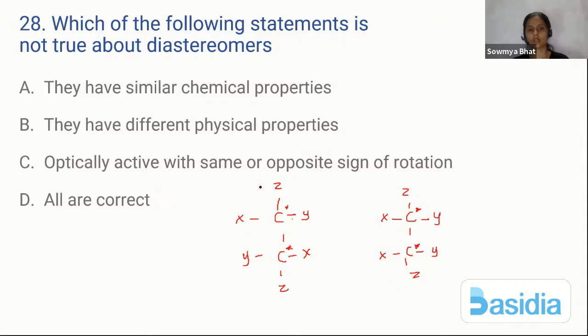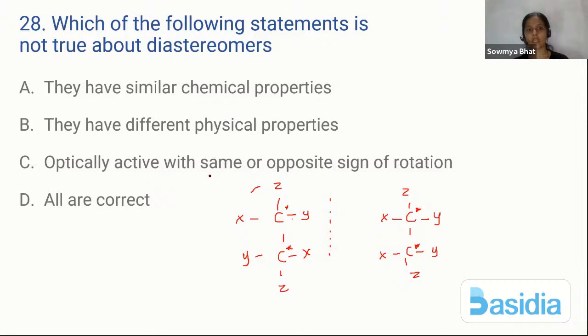Okay, so we can randomly interchange this. Y, X, we can interchange this. Now, if you consider these two structures, these are not the mirror images of each other. So they can have similar chemical properties because the groups which are attached on the functional group, everything is the same. The different physical property can be because of the arrangement of the groups around the chiral carbon atoms.